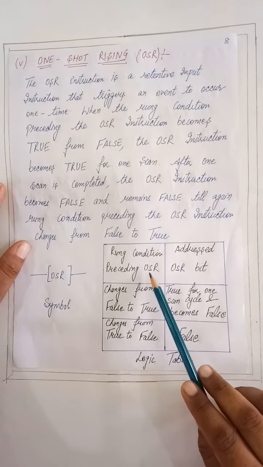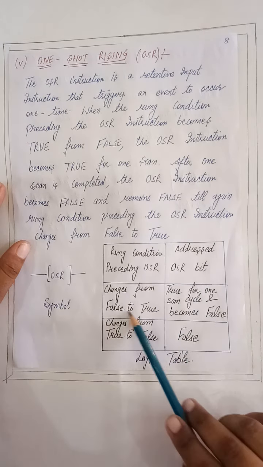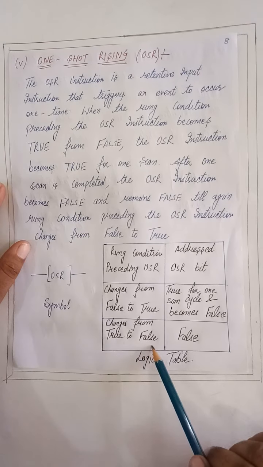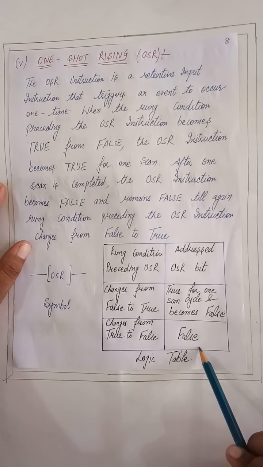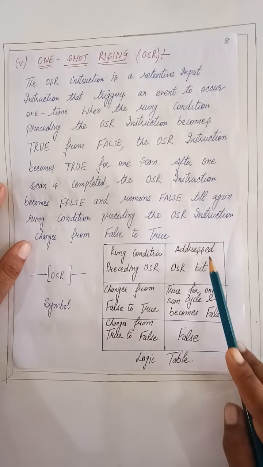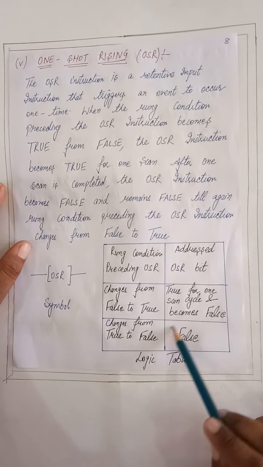If the rung condition preceding OSR changes from true to false, then the addressed OSR bit becomes false.